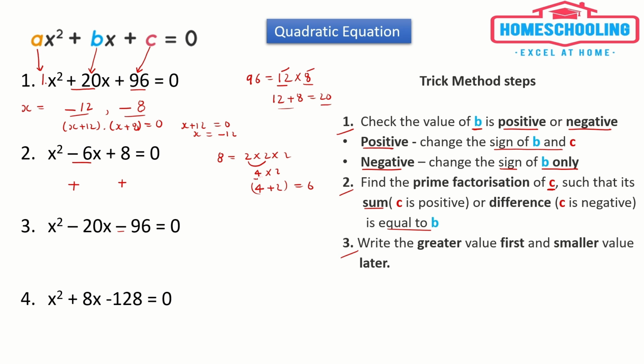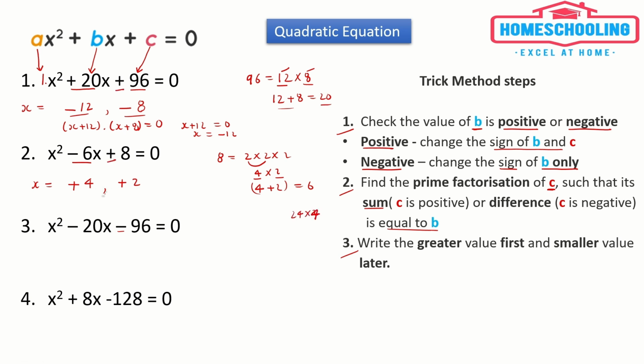So here we have two factors, 4 and 2. We'll write the greater value 4 first, and we will write the smaller value 2 later. So we have two roots of x here, that is, x is positive 4 and positive 2.